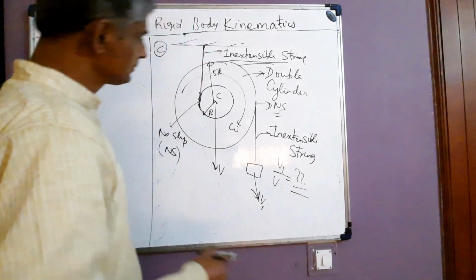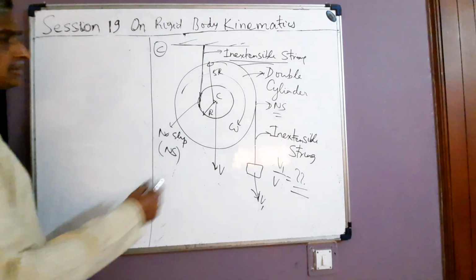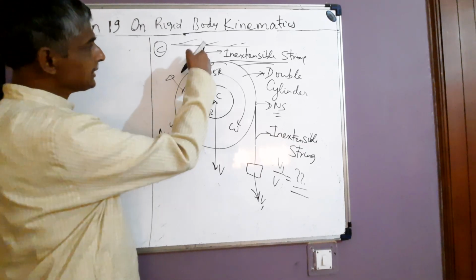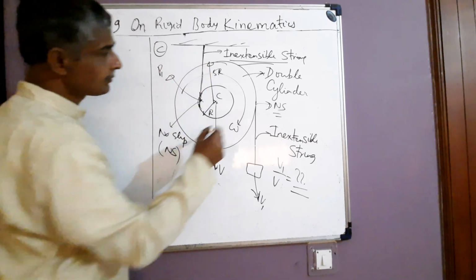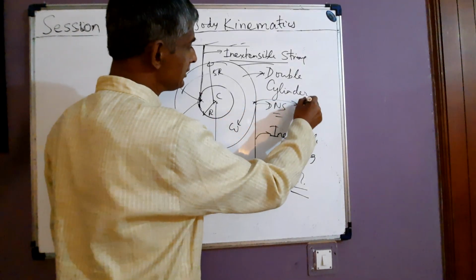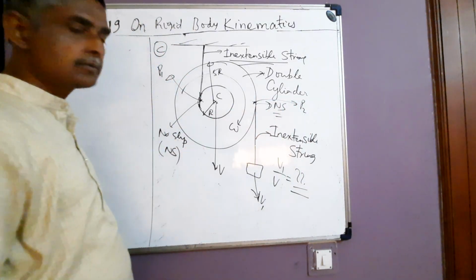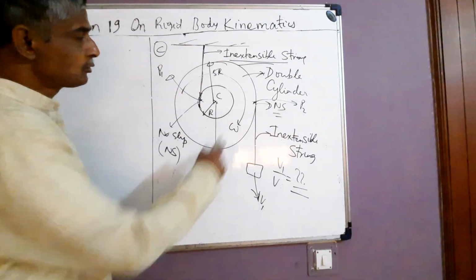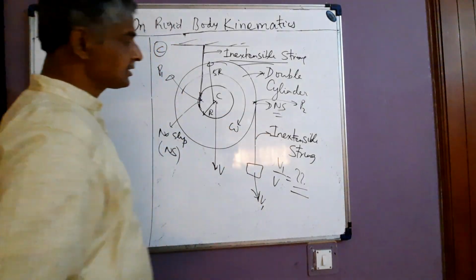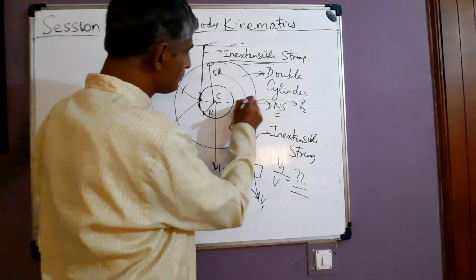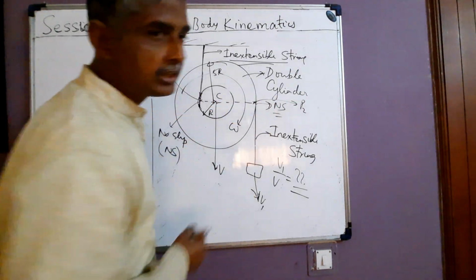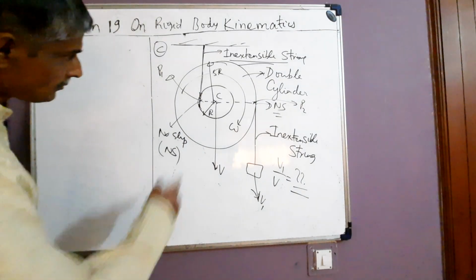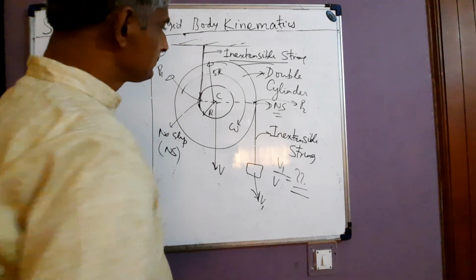So what we do first, let this point of the inner cylinder in contact with the string be P1 at this instant, and P2 the point of the outer cylinder in contact with the string at this instant. And it is seen from the diagram that P1, C and P2 are collinear. Okay, fine. So now we have to find the ratio V1 by V.